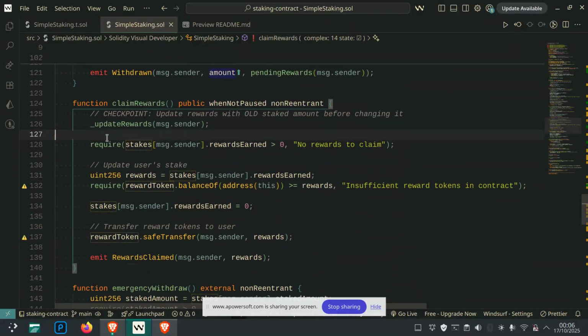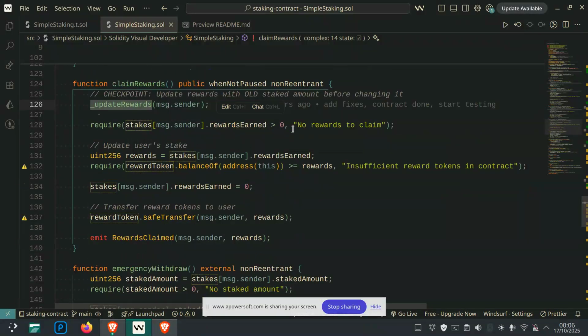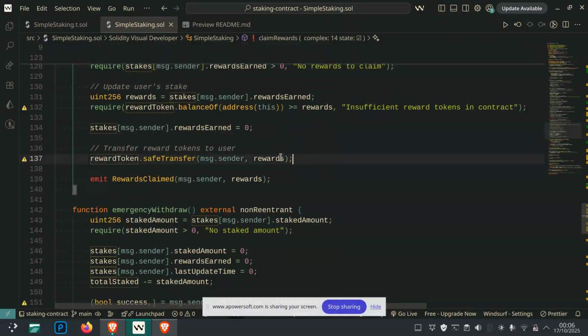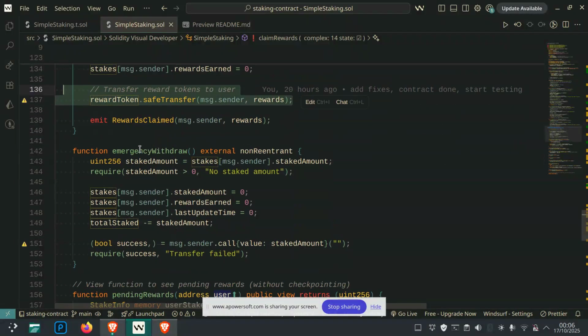So that's why we are using this low level call. Let's go to claim rewards. We can claim rewards. Again, we are updating rewards. It's very important. We have to update rewards each time we update the state. We check if the user earned any rewards. We update the user stakes. We are doing our checks, and we are sending the reward token to the user.